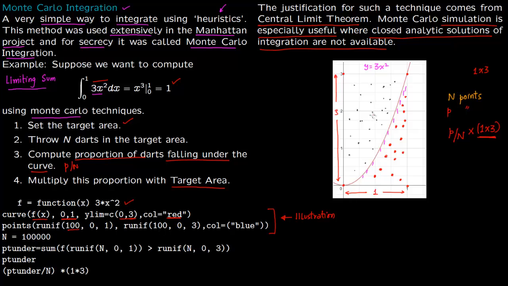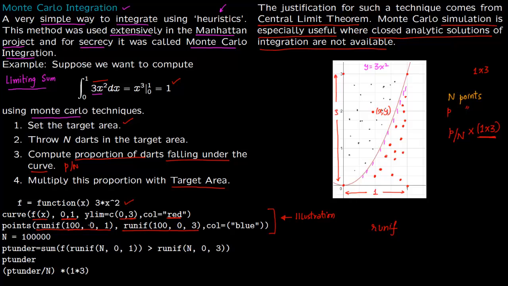So notice that each point here has two coordinates. It has an x coordinate and a y coordinate. So when I'm throwing points, I have to give the two coordinates. This part is the x coordinate, this part is the y coordinate. So this is R uniform, runif.